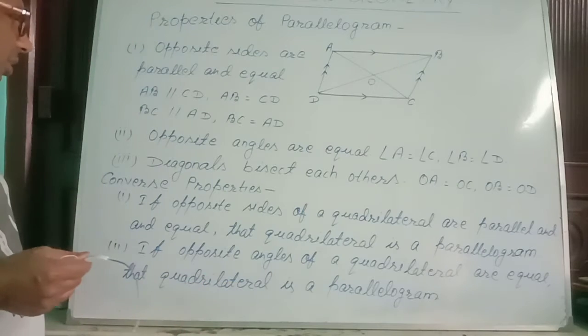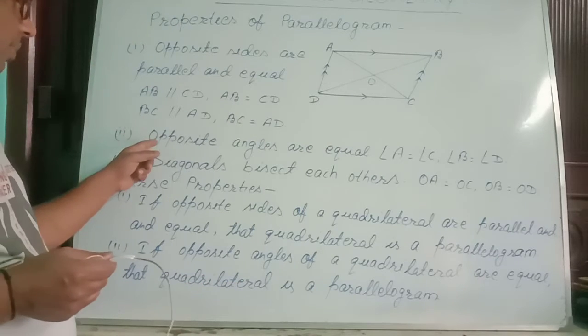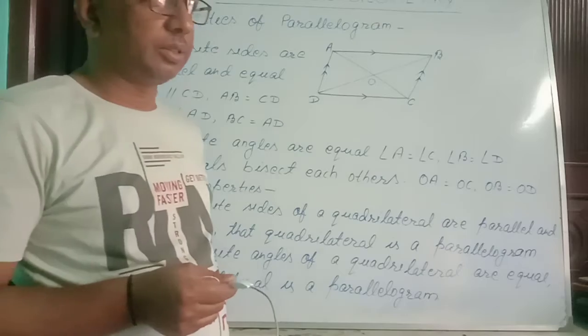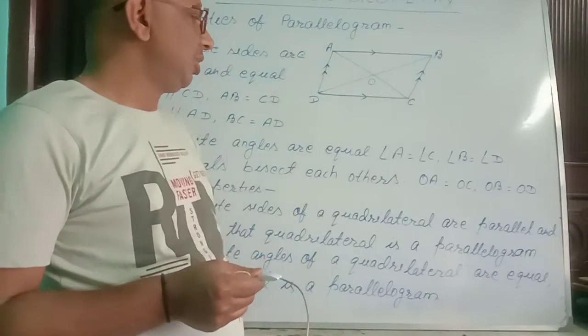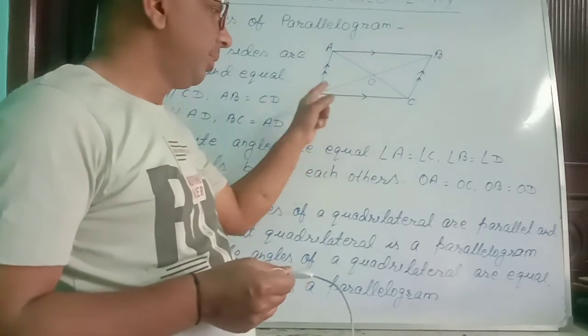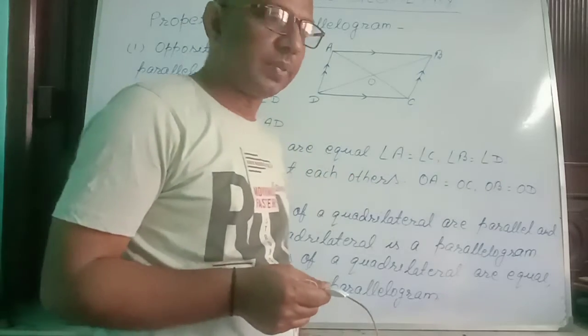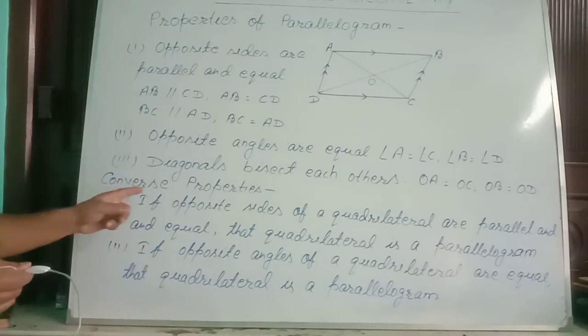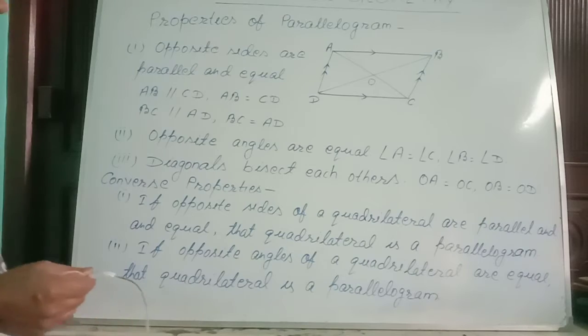The second property of the parallelogram is that opposite angles are equal. Angle A equal to angle C and angle B equal to angle D. I have written here. The third property is that diagonals bisect each other.